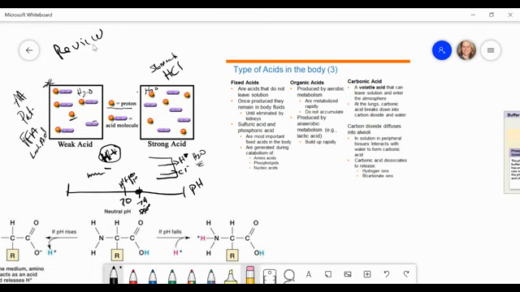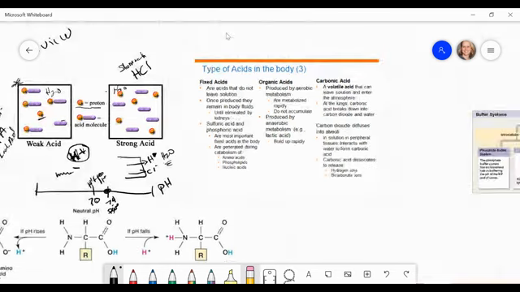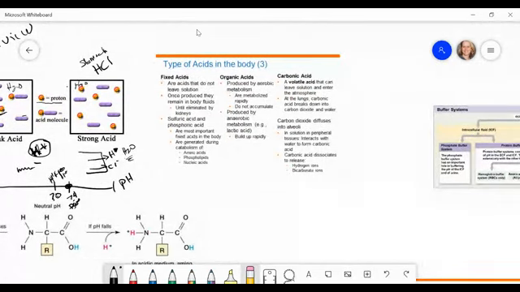Now, acid shows up in our body usually from three different types of pools. Some of the acids in our body are known as fixed acids. That means that once they are produced, they remain in our body fluids until they are eliminated by the kidneys. Some of these are sulfuric acid and phosphoric acid, and in many cases those come from proteins, amino acids, and phospholipids.